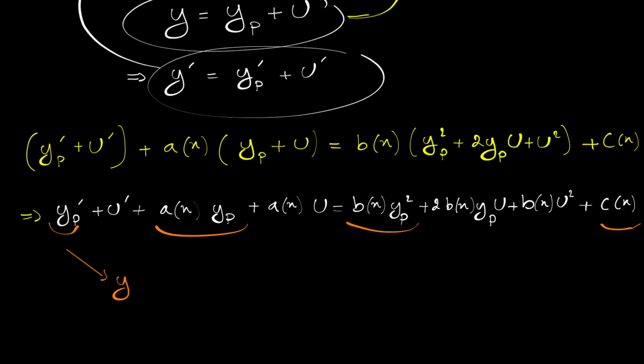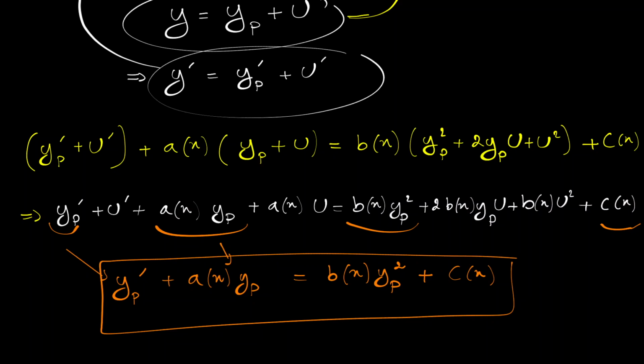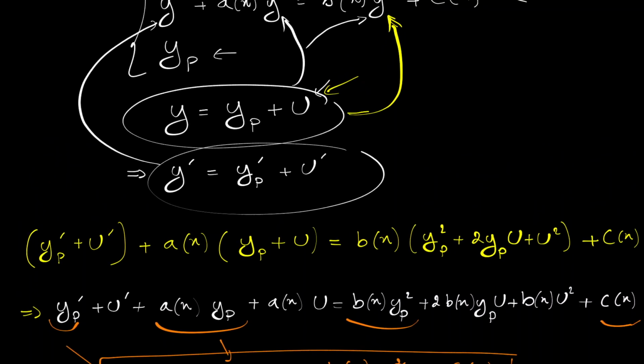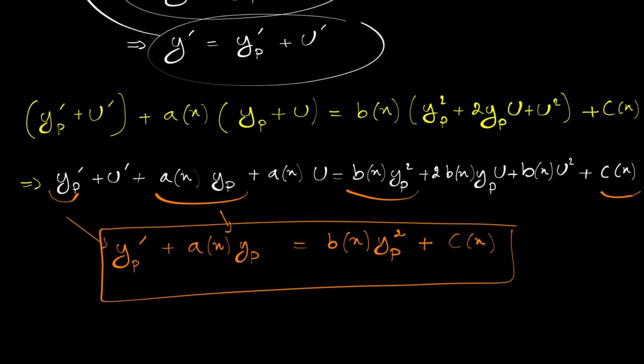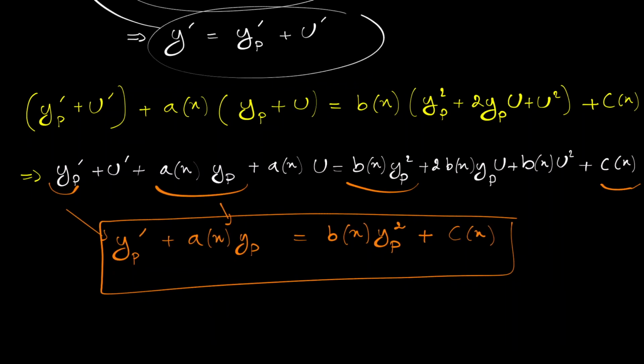Look at this. Equals b of x yp squared plus c of x, which is our original equation in terms of yp. And we know that yp is a solution, then we can remove all these terms.